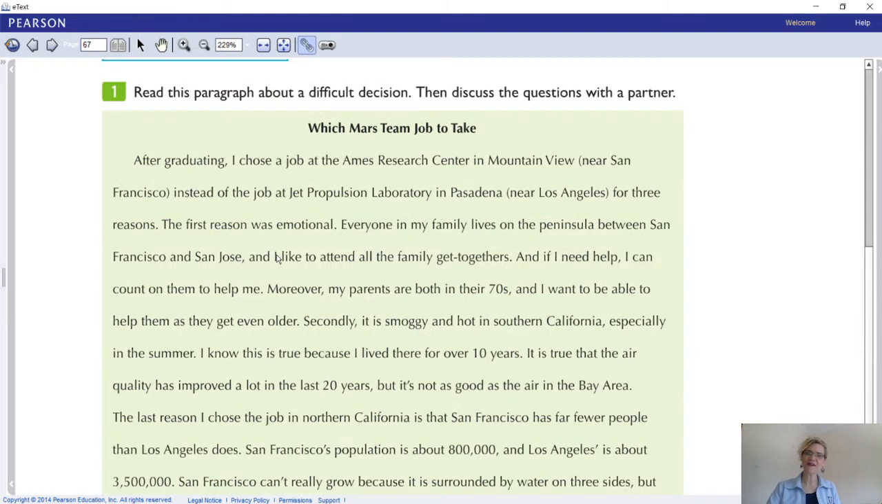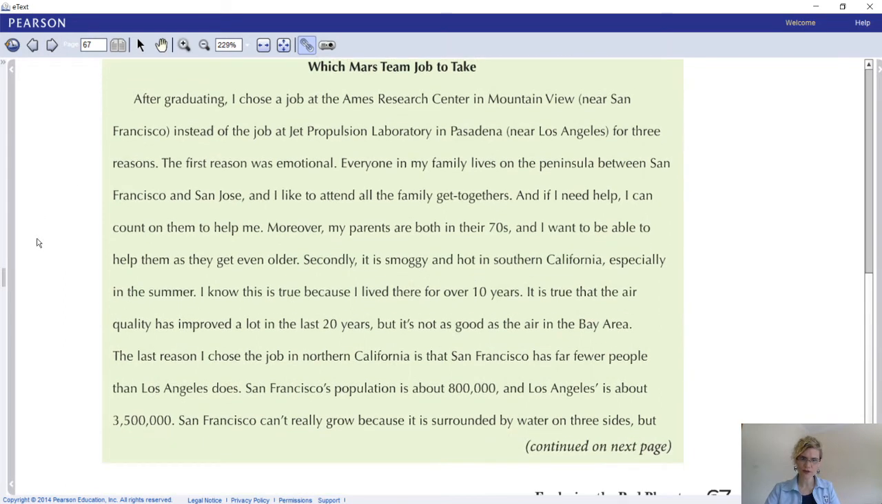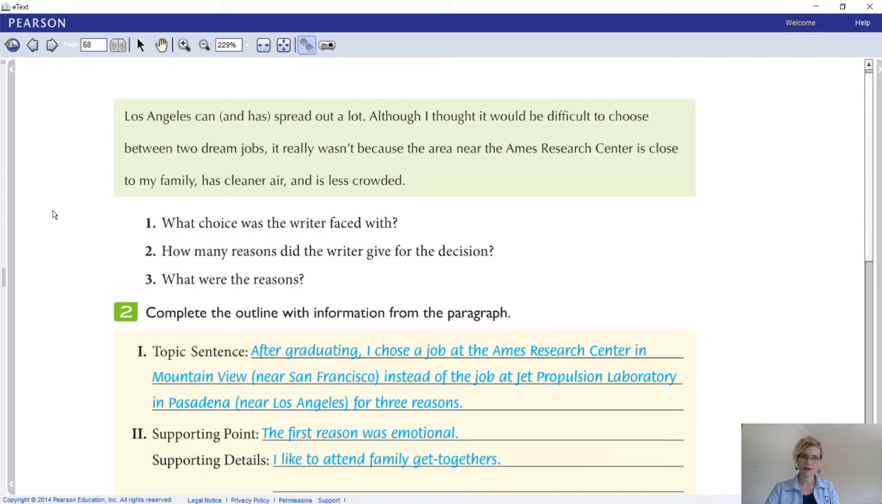Read the paragraph about a difficult decision, then discuss the questions with a partner. I want you to answer these questions so we can discuss it during our Zoom meeting, but I want you to answer them by yourself first. Which Mars team job to take? 1. What choice was the writer faced with? 2. How many reasons did the writer give for the decision? 3. What were the reasons? Please answer the questions. Pause your video.